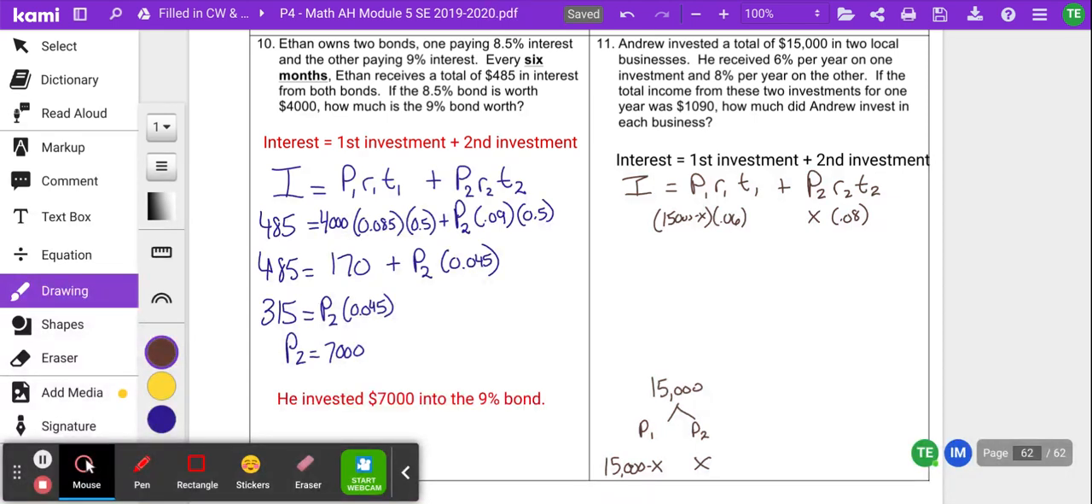Okay, so that's hard. You don't know how much you put in the whole thing, so you have to split up that $15,000. If the total income from these two investments for 1 year, so time is 1, so we're multiplying by 1, multiplying by 1, we have an addition sign, was $1,090. That's the total interest.